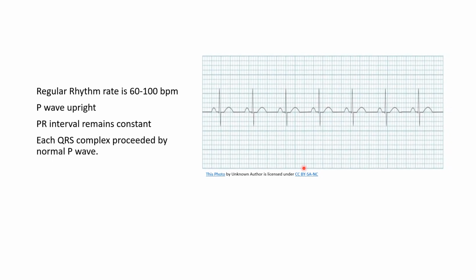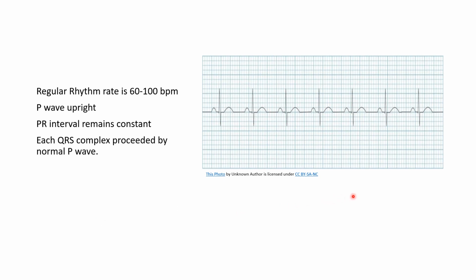Today we are going to talk about normal sinus rhythm. So, in normal sinus rhythm, the rate is always regular, which is in between 60 to 100 beats per minute.